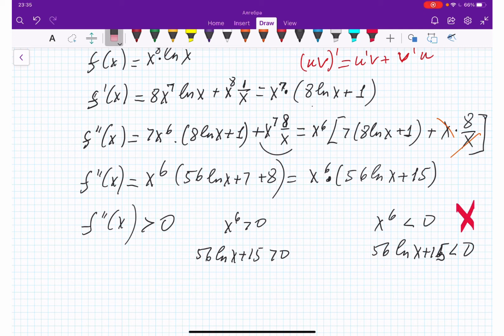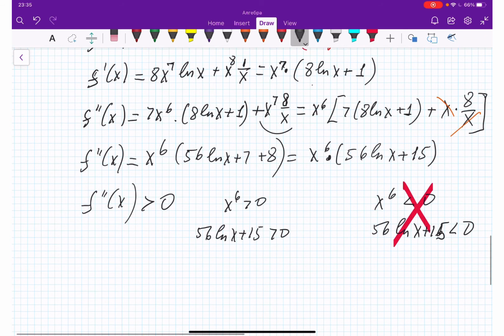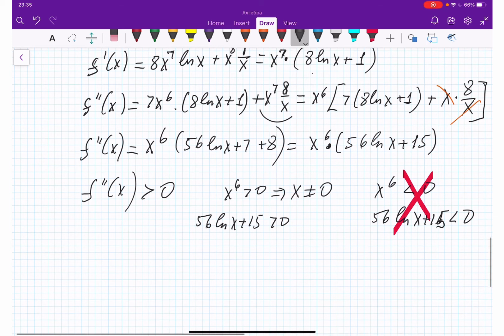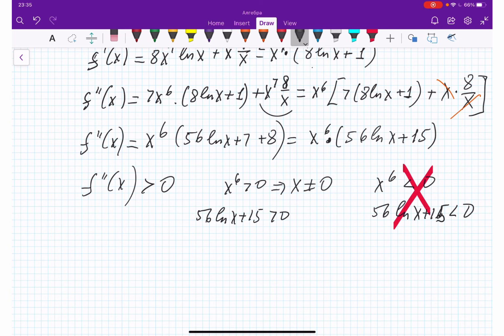Actually, I can drop it this way. So we have only one case to look into. We know that x to power 6 is greater than 0, which means I can say that x cannot be equal to 0, right? Because if x is 0, I'm getting just an inflection point. So for the positive one, my x cannot be equal to 0.